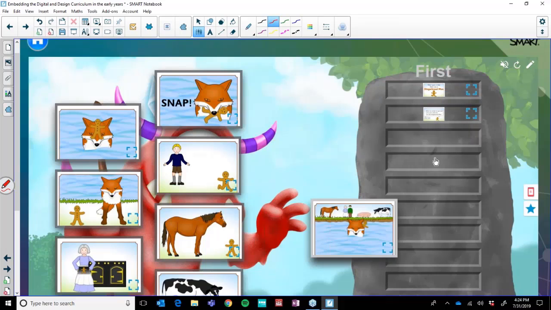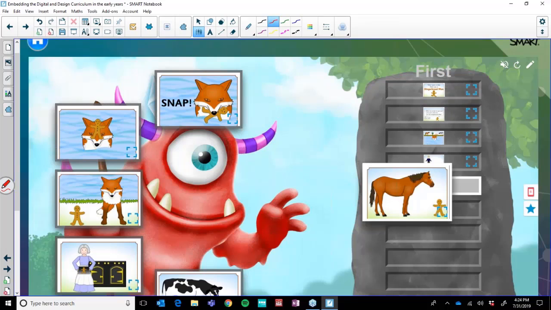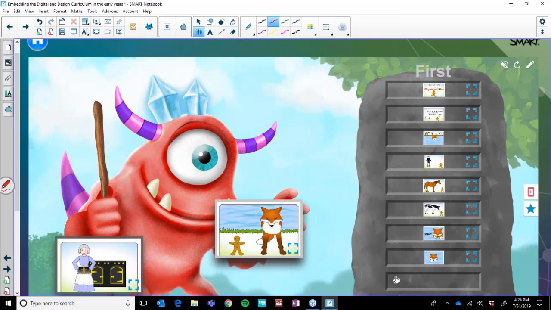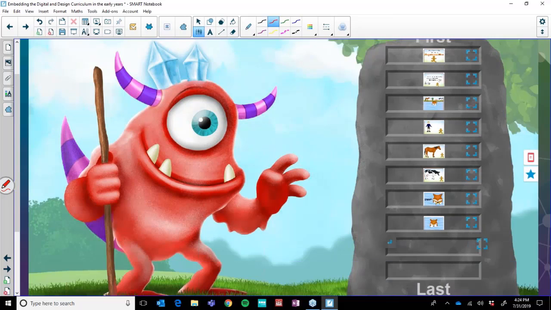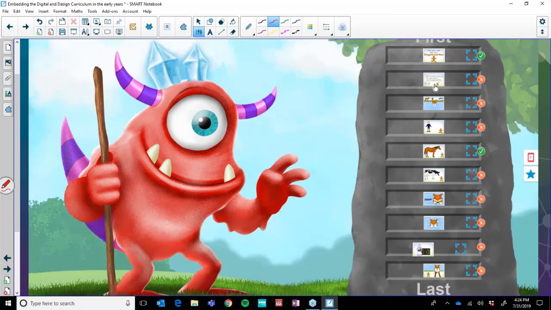Now, I'm not doing it correctly, but what you could hear in the classroom was lots of discussions about which animal the gingerbread man had come across first, and so on and so forth, and lots of discussions and swapping around. And when they got to the completed activity, they could check their rankings and then they could reorder them. So they could move them around until they got them right. It was really interesting to watch them work together on this one.